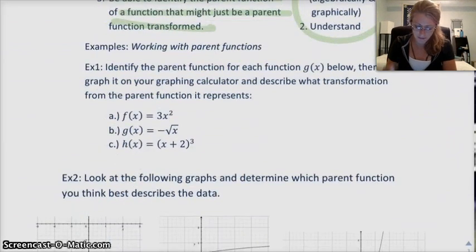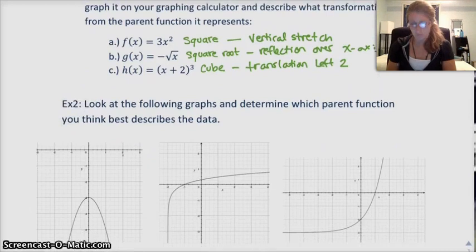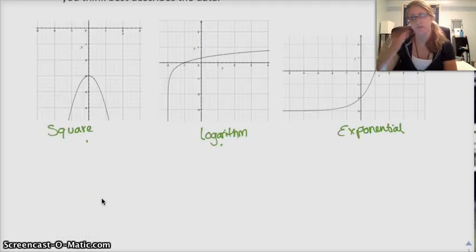So first example, identify the parent function. This one is obviously the square function. This one has a parent function, square root function. This one's parent function is the cube function. All right, last, look at these functions. Which one's the parent function? You got the square, the log, and the exponential. They're just transformed a little bit.